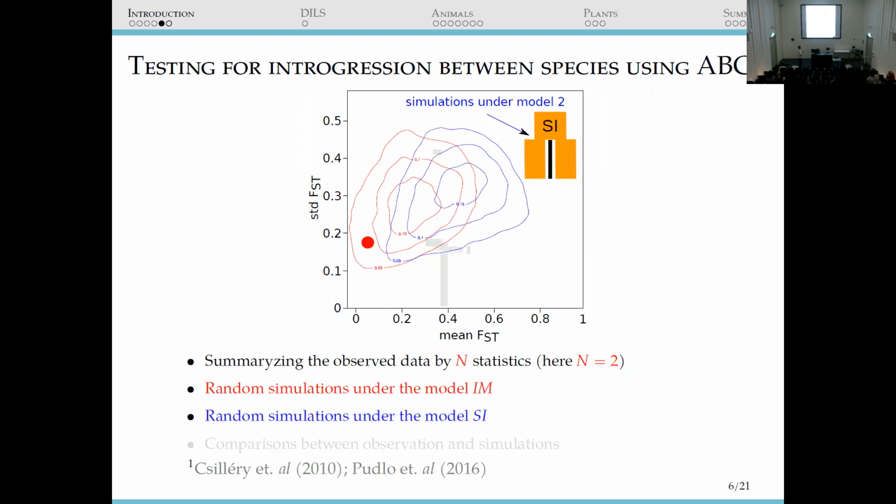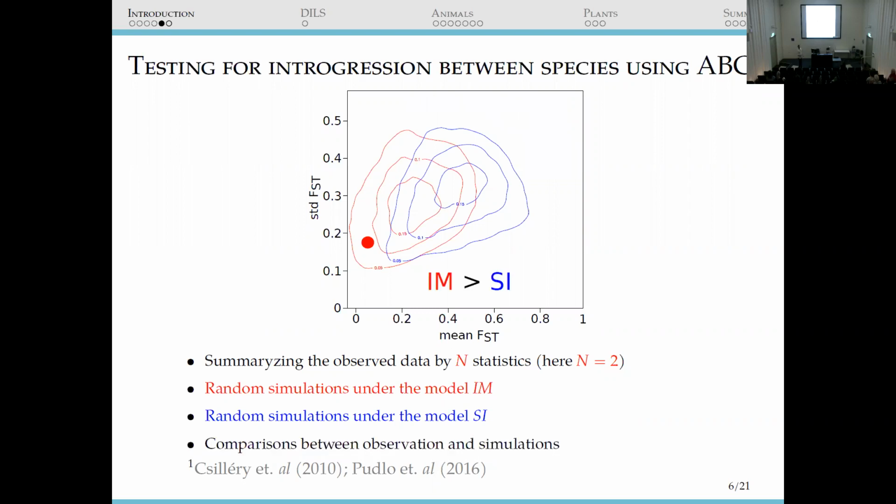Under its competitive model, DSI, the same work: a large number of simulations under this model by taking random combinations of parameters. We compute the same vector of statistics, and then we empirically approximate this joint distribution of statistics. And the final step is a statistical comparison between the observation and the simulations.